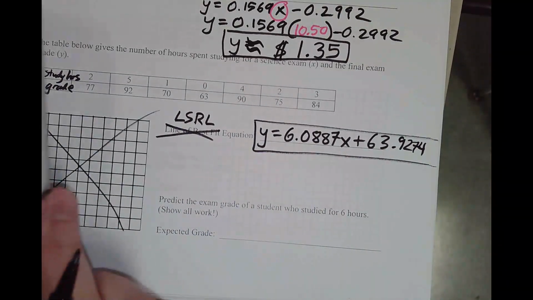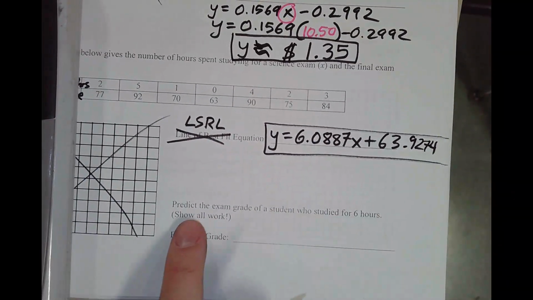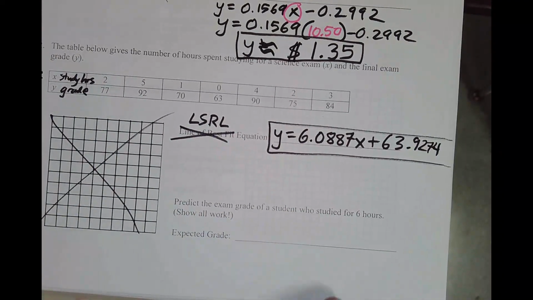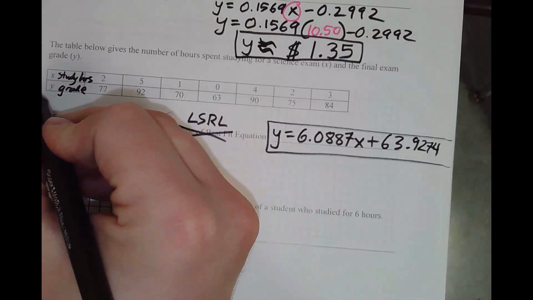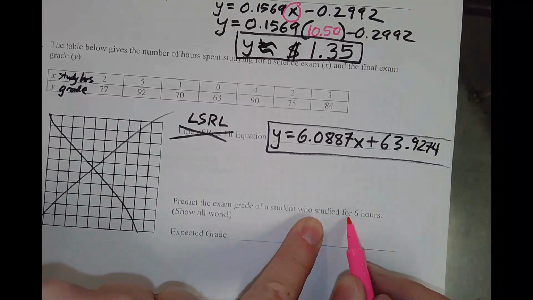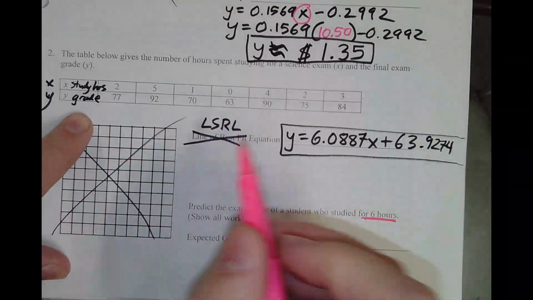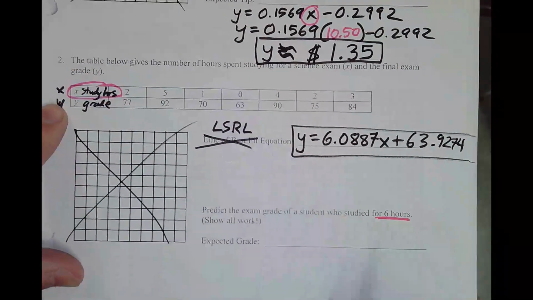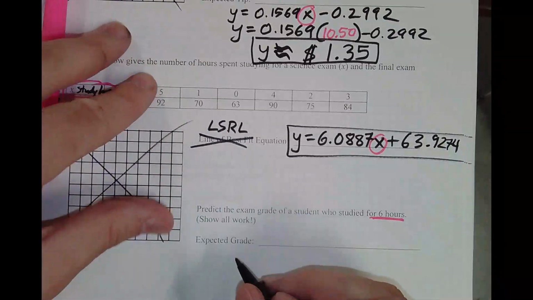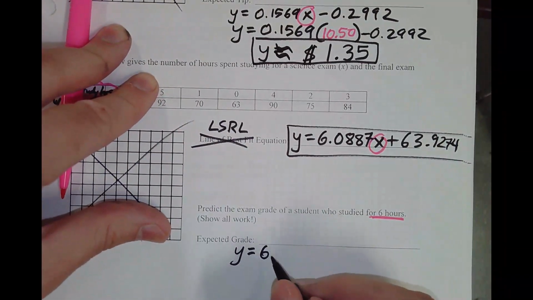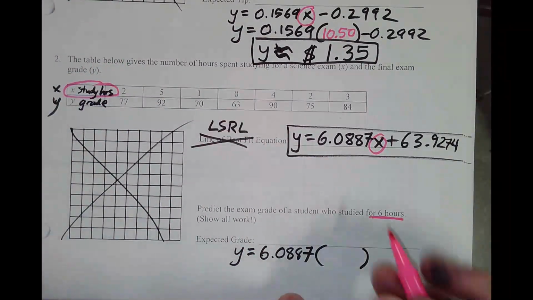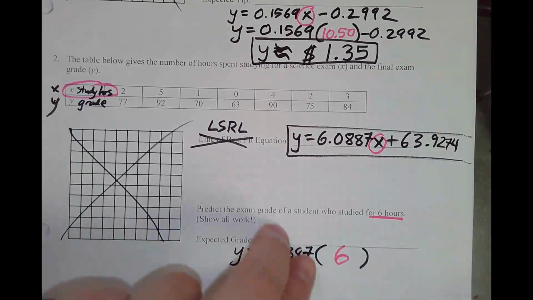So now we're going to use this equation to make a prediction just like we're going to do on our test. It says predict the exam grade of a student who studied for 6 hours. Exam grade is going to be Y, but we're already given 6 hours. 6 hours is X. So we're going to go ahead and put 6 into this equation. This time, to make it a little shorter, I'm only going to write the equation and multiply that by 6 in this case.